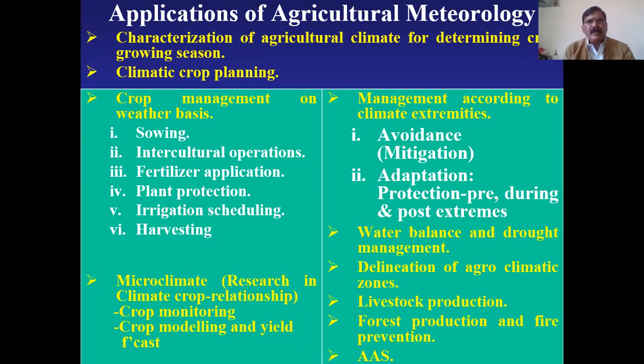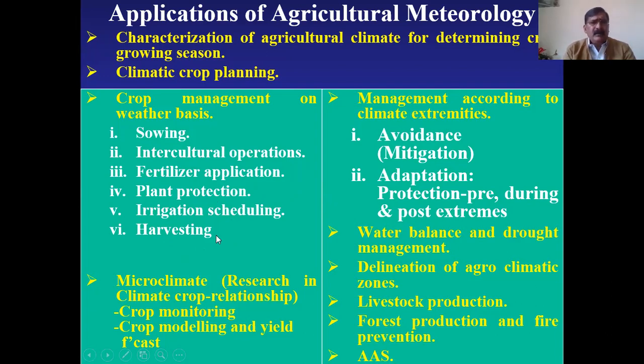Some scope has not been fulfilled, but it is partially fulfilled, and workers, co-workers, and also farmers are taking the benefits by applying agricultural meteorology knowledge. So characterization of agricultural climate for determining crop growing season, climatic crop planning, crop management on a weather basis, that is sowing, intercultural operations, fertilizer application, plant protection, irrigation scheduling, harvesting, then storing and marketing, our farmers are doing now on the basis of agroclimatic and agricultural meteorological information.